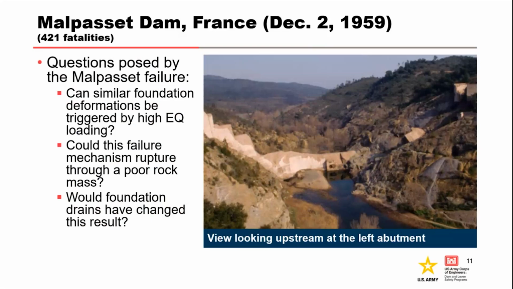So some questions that were posed by this failure is, could we get similar issues triggered by an earthquake? Could this failure rupture through a poor rock mass rather than those faults? Or would foundation drains have changed the result?